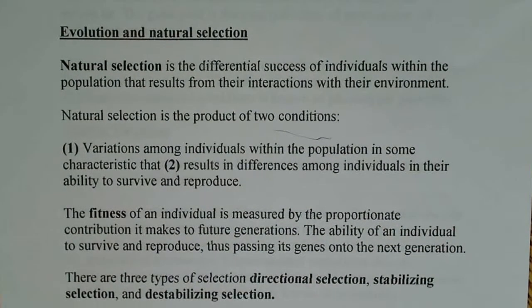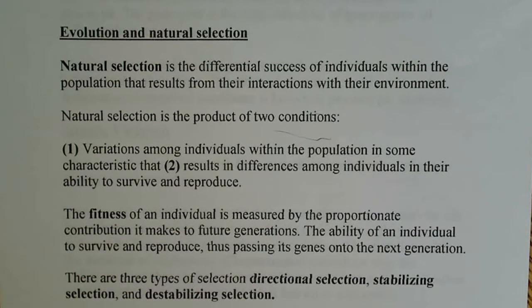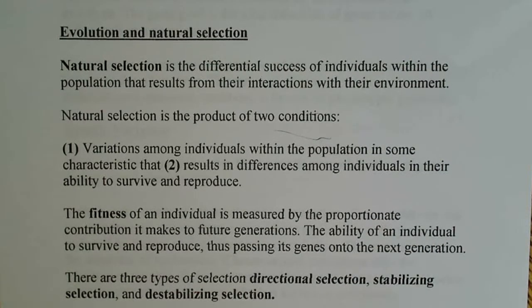And natural selection is a product of two conditions, okay? There's two important conditions. That's variation among individuals within the population in some characteristic that results in differences among individuals in their ability to survive and reproduce. So essentially what I just said previously, these variations are occurring, so there's individuals and they have different characteristics, and that characteristic has to be some trait that allows them to increase their ability to survive or increase their ability to reproduce, okay?